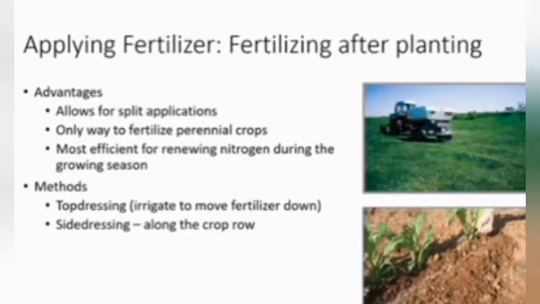Side dressing is the most popular way to make split applications. It concentrates fertilizer near the roots. Corn rows, vegetable rows, nursery rows, and even orchards can be fertilized by side dressing.